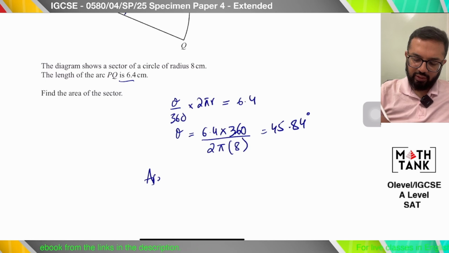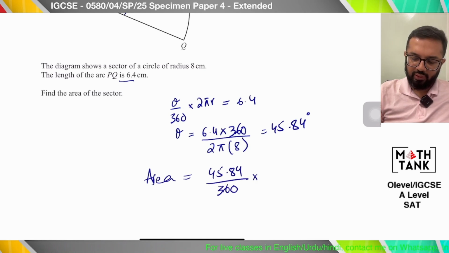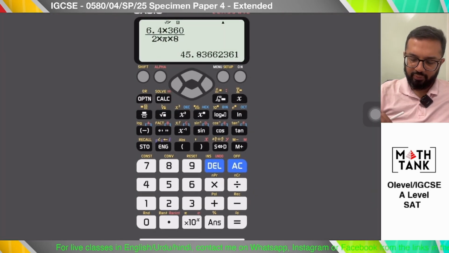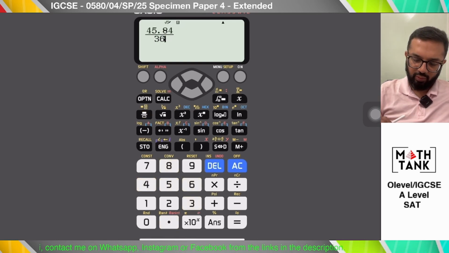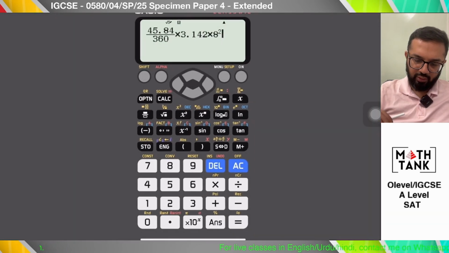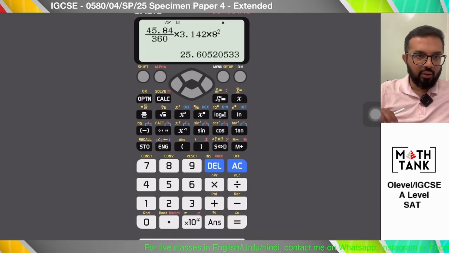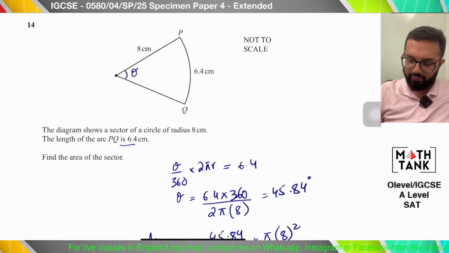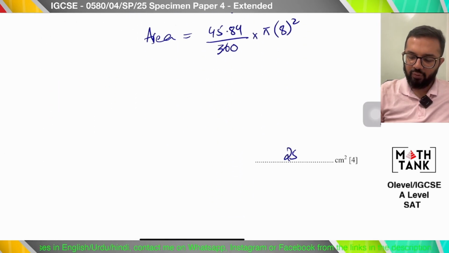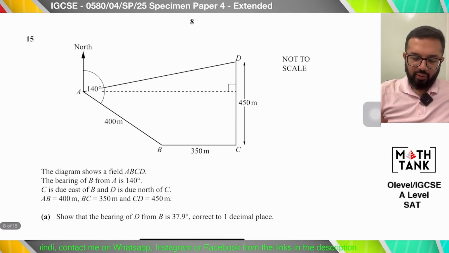And then for area, I do theta over 360 into pi r squared. That's 8, right? 25.6 is the area. So I get 4 marks. Okay.